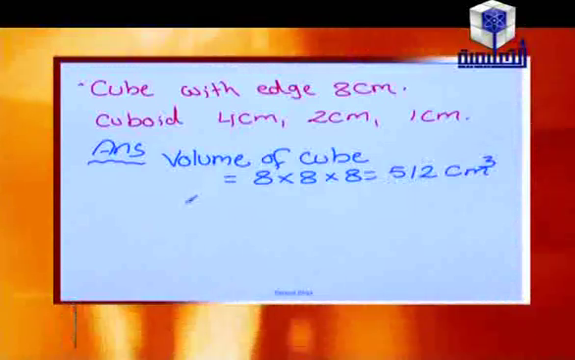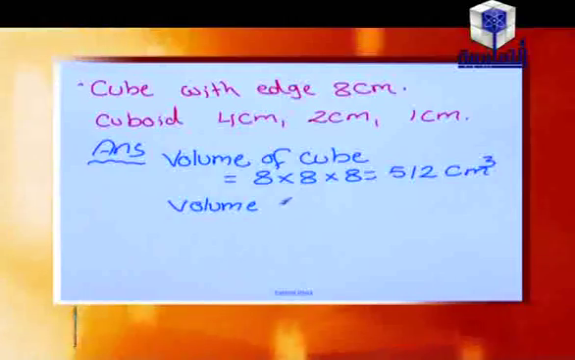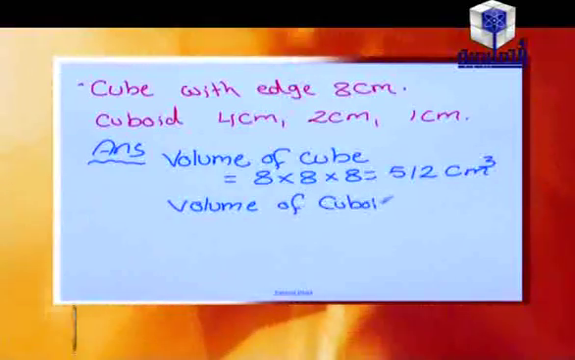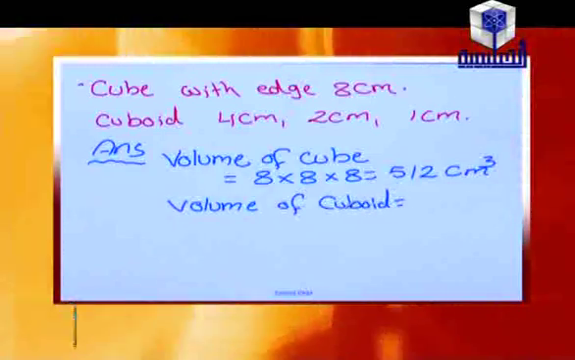Then step number 2: you have to find the volume of the small cuboid, by multiplying the three dimensions 4, 2, and 1.